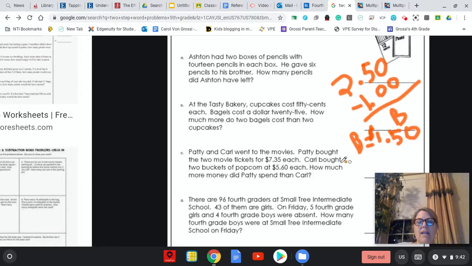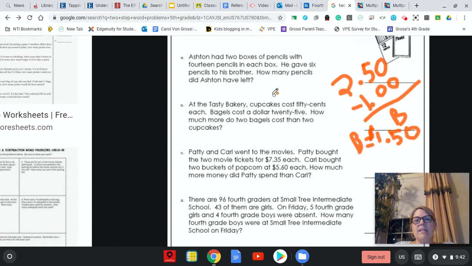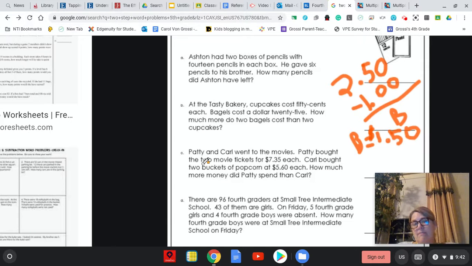All right. So if you get these 2-step problems, just realize that you may have to add first and then subtract, or you may have to multiply and then subtract. You may have to do a couple of steps. So be sure that you're reading super carefully and drawing out images to help you, and then writing your equations.